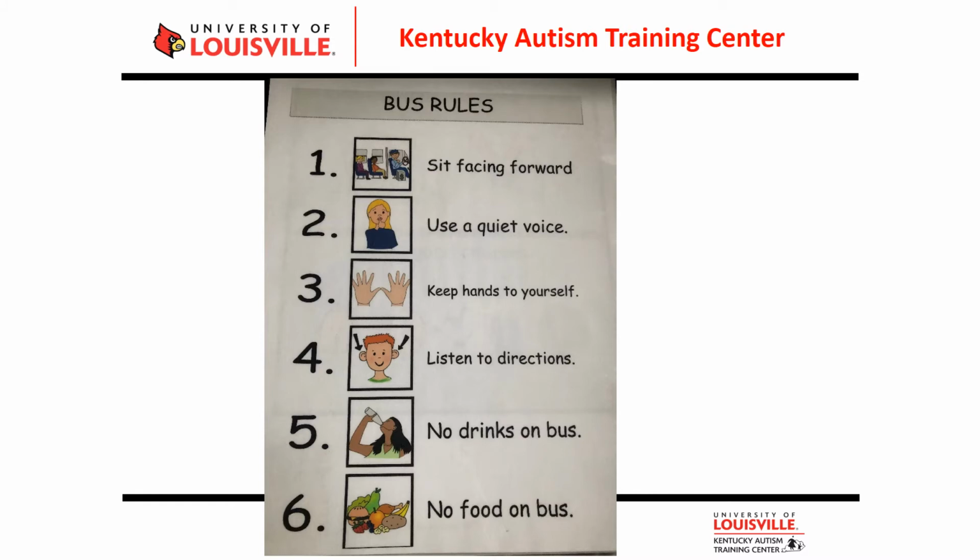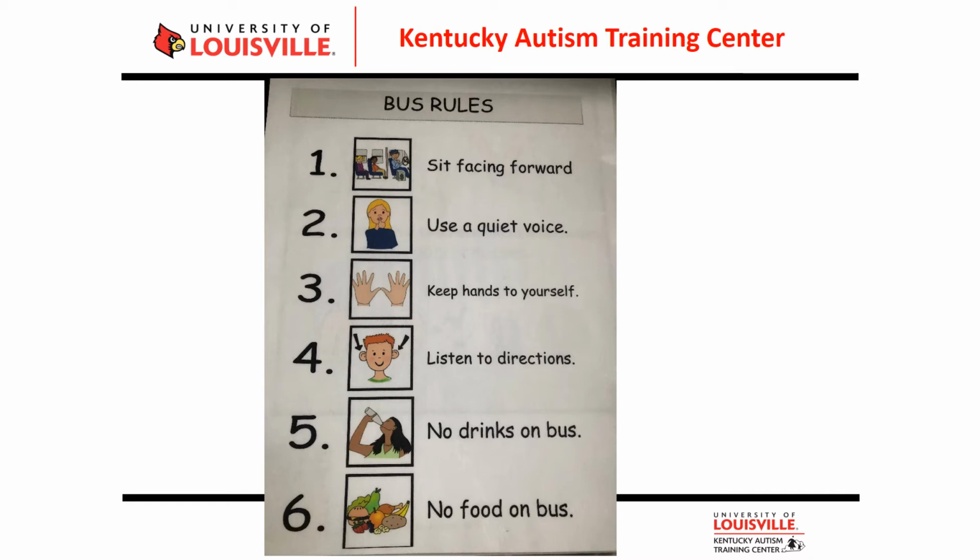This is just a visual example of bus rules. It's from Indiana Resource Center for Autism. So I did not create this, but I just thought it was a good way to show you can use visual supports everywhere, right? School bus, cafeteria, the lunchroom. We can use visual supports in our classroom, in the bathroom.